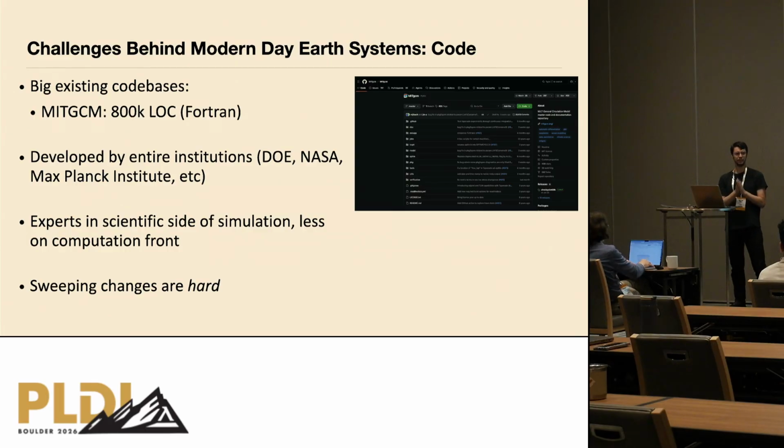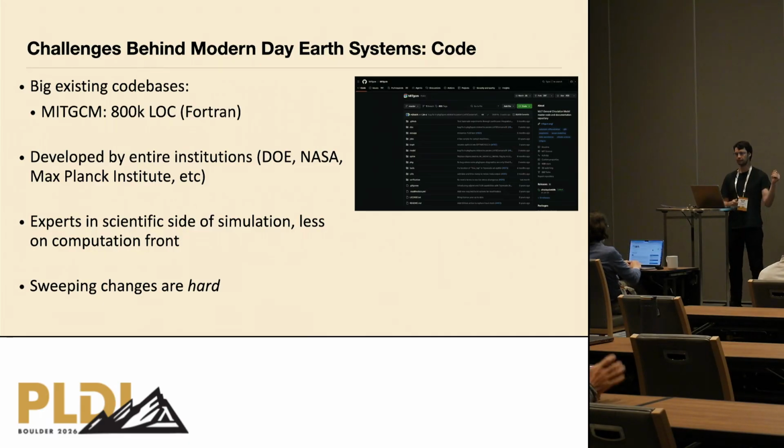Finally, the last big challenge inside of these real-world system models is the code. There are a lot of really big code bases out there. Like MIT GCM. Earlier today I did a source line of code check. It's 800,000 lines of Fortran, roughly. These are big codes developed by entire institutions like DOE, NASA, Max Planck, and the likes. They're made by experts in the scientific side of simulation, not as much experts on the computational front, though they do employ a lot of people who are experts in computer science as well.